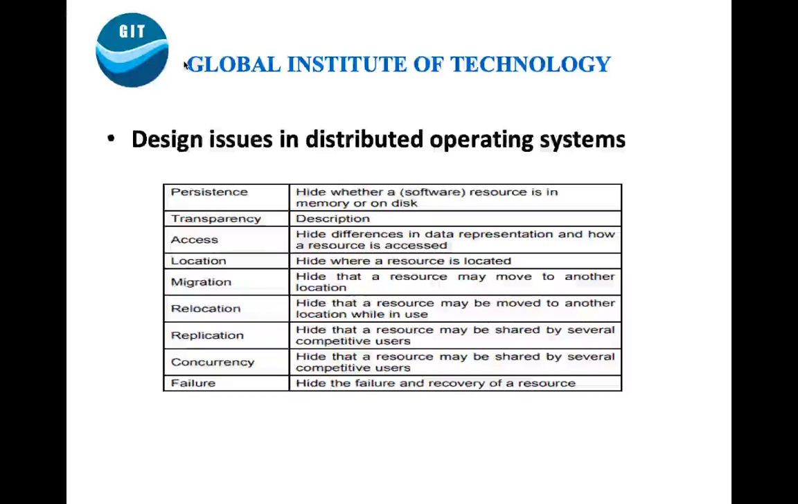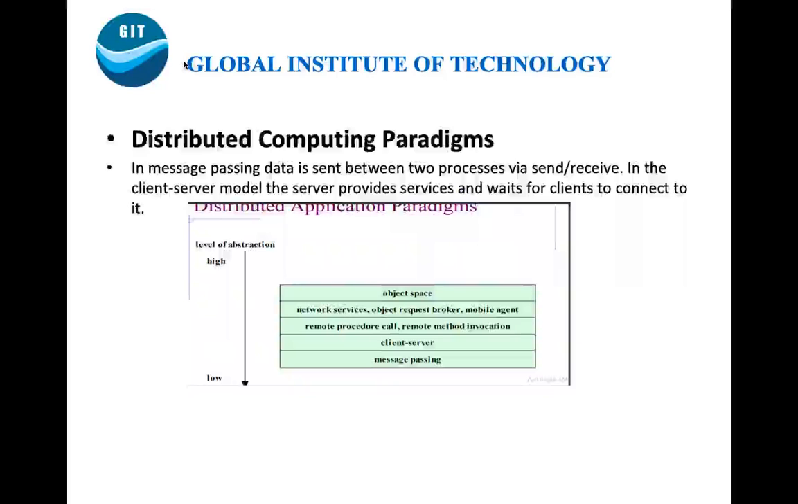Replication means hiding that a resource may be shared by several competitive users. Next one is concurrency, and last one is failure. Failure means hiding the failure and recovery of a resource.